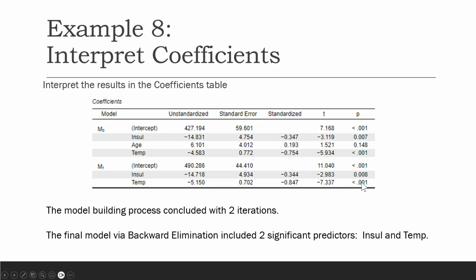All right. So if I'm going to interpret these coefficients, we already went over this. The final model ended up with two significant predictors, insulation and temp, and that was done after two iterations. Notice, if either of insulation and temperature were not significant here, meaning these p-values were greater than 0.05, then we would go another iteration and we would see another model. But since both of these were significant here, this model stopped here at M sub 1.